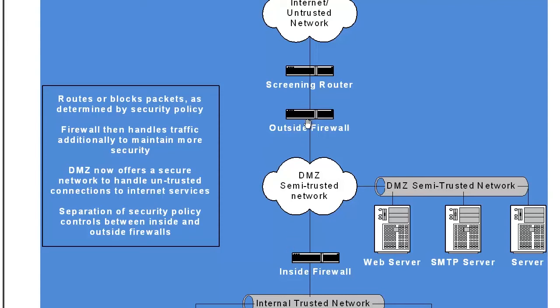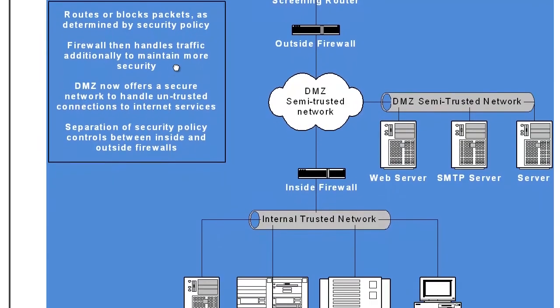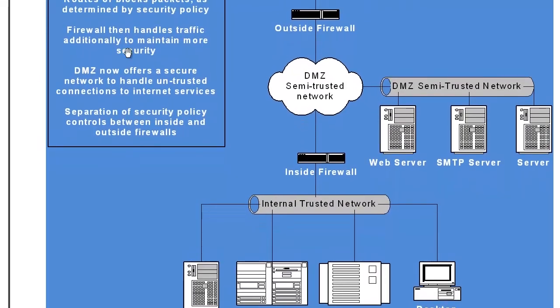So, normally when you see the previous architecture types, we have only one firewall, but in this case we have two different firewalls, one for outbound traffic, another one for inbound traffic. That means an outside firewall and an inside firewall, and one DMZ, that is a semi-trusted network, which is going to be connected with servers like the web server and SMTP server. So, routers block the packet, and here the firewall handles the traffic additionally to maintain the security.